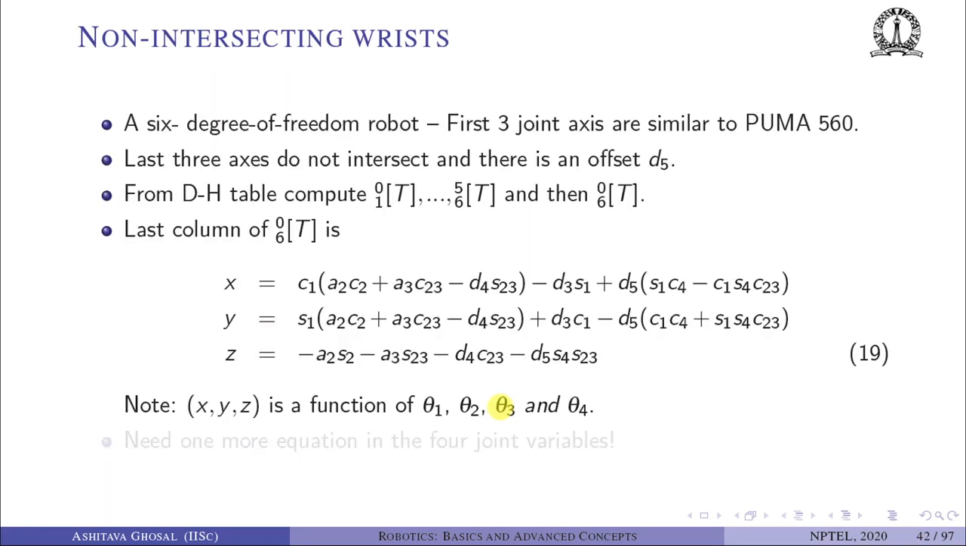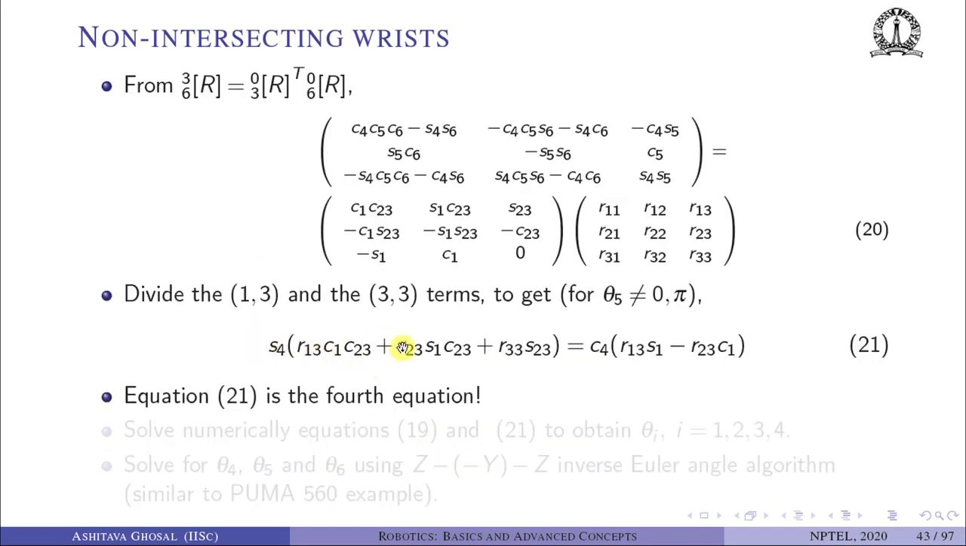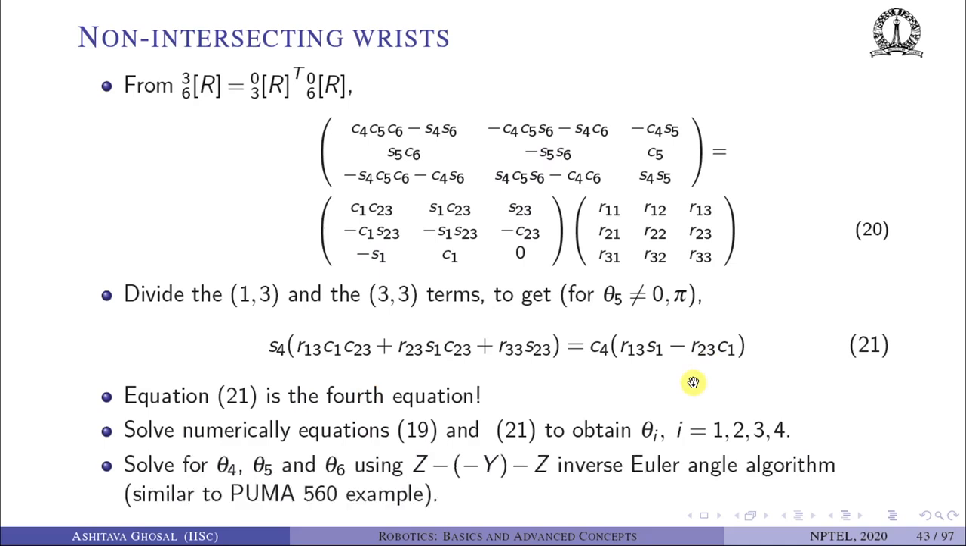We had three equations in x, y, and z, and somehow we have managed to derive a fourth equation, again in terms of theta 1, theta 2, theta 3, and theta 4. So we have four equations in four unknowns, and we can at least solve numerically these equations to obtain theta 1, 2, 3, and 4. And once theta 1, 2, 3, and 4 is obtained, we can find theta 4, 5, and 6 by again this inverse Euler angle algorithm, similar to the Puma. Okay, z minus y, z.